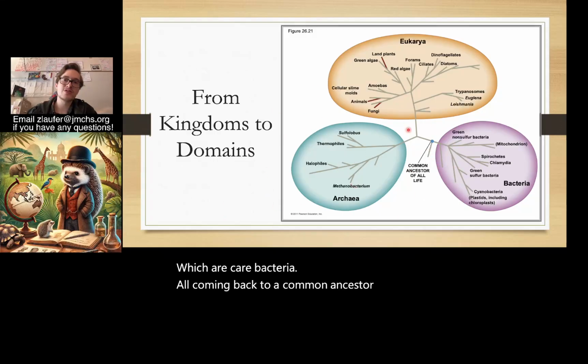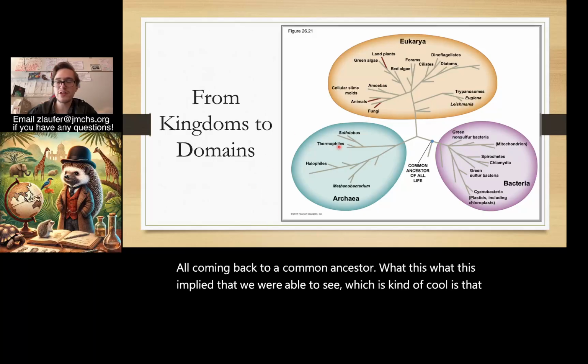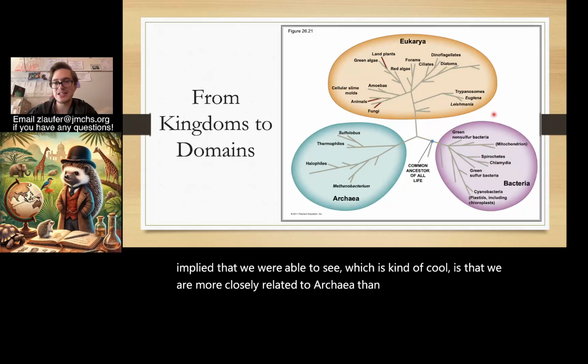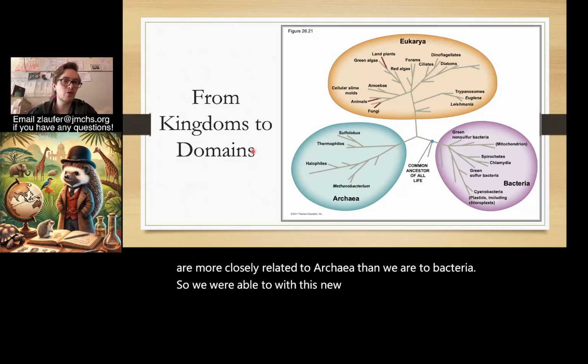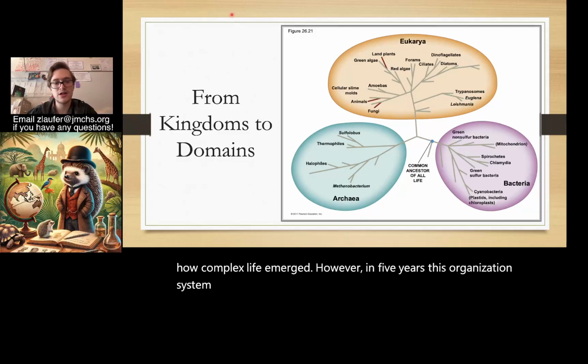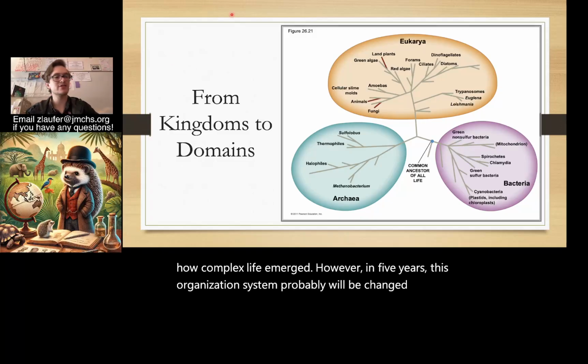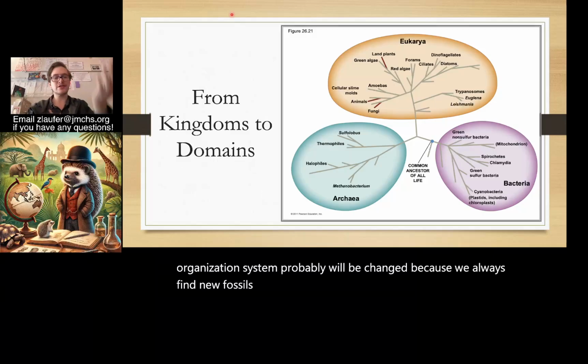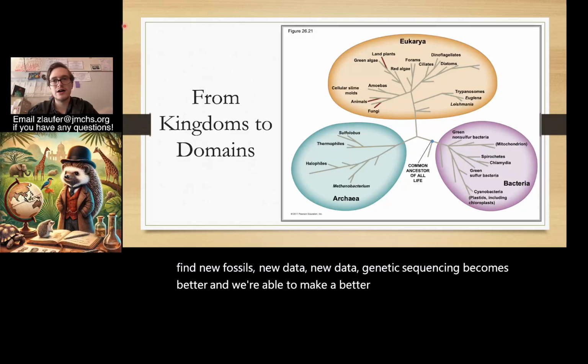What this implied that we were able to see, which is kind of cool, is that we are more closely related to archaea than we are to bacteria. So with this new grouping, we were able to infer more of how complex life emerged. However, in 5 years, this organization system probably will be changed because we always find new fossils, new data, genetic sequencing becomes better, and we're able to make better conclusions.